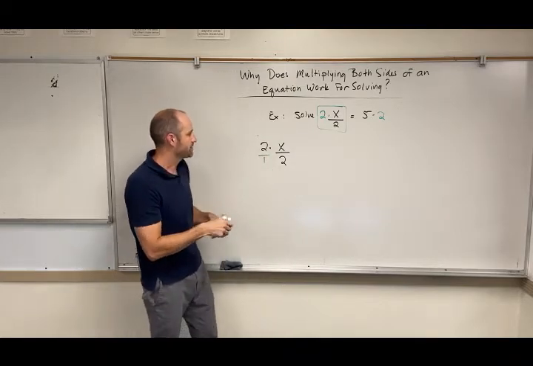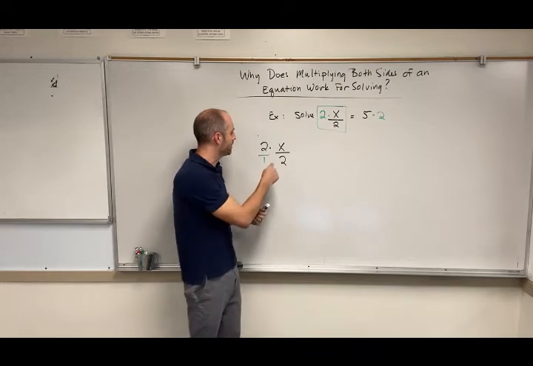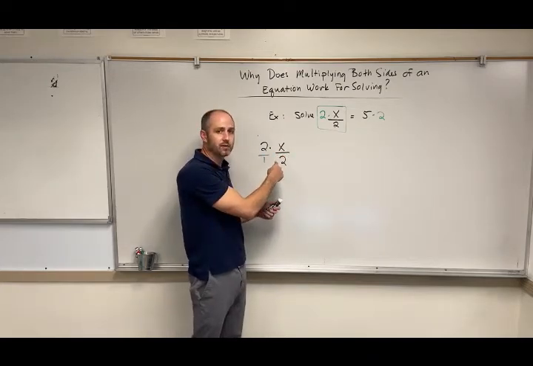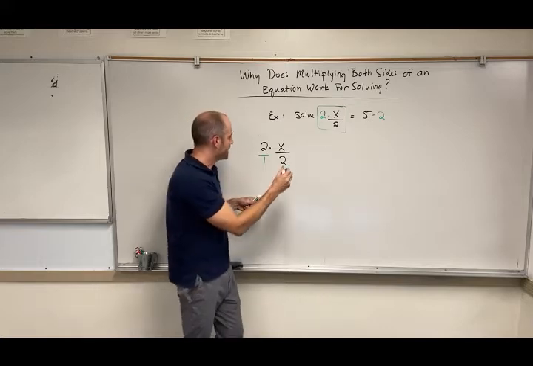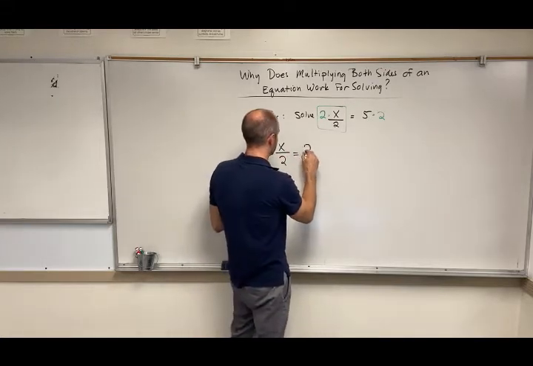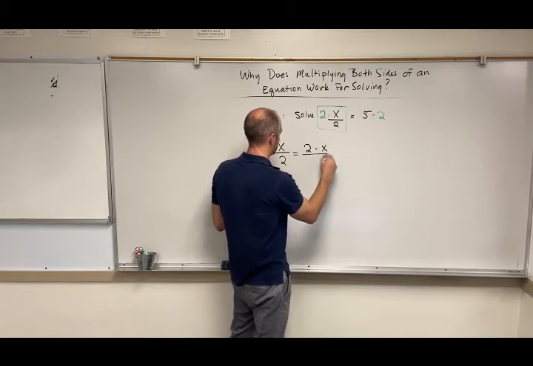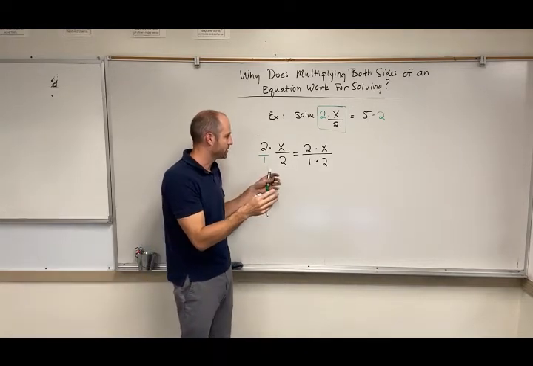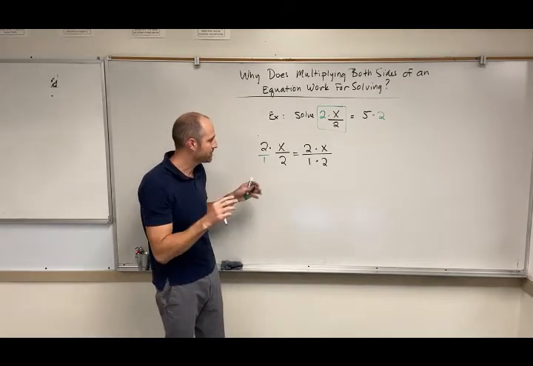So I'll put that there to help us see a little bit. When I multiply these two fractions, the numerator of the new fraction is going to be 2 times x, and the denominator is going to be 1 times 2. I'm going to write that, but I'm not going to multiply those just yet. If I were to multiply these together, then I would get a new fraction, 2x over 2, right? But I don't want to do that yet, and here's why.